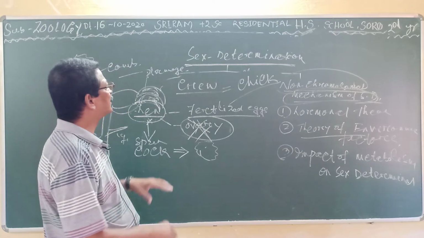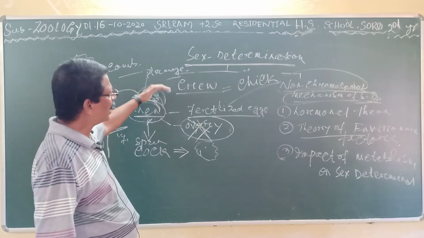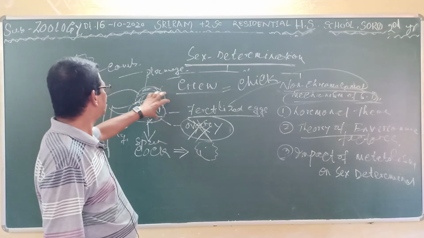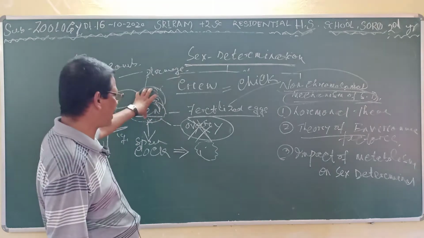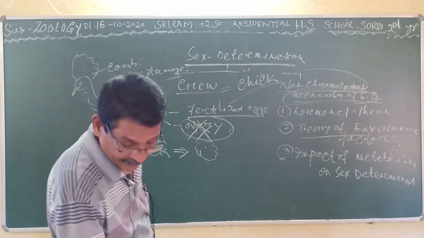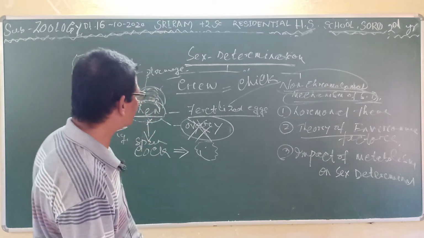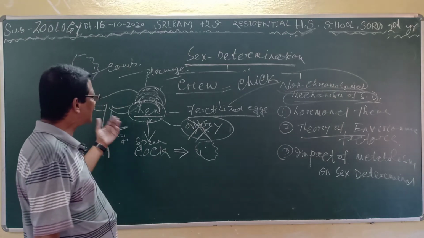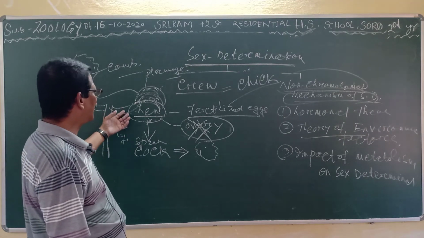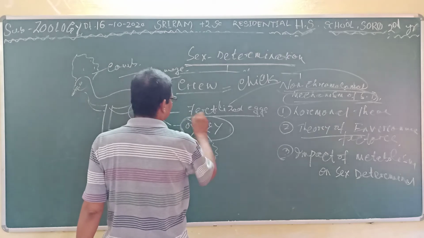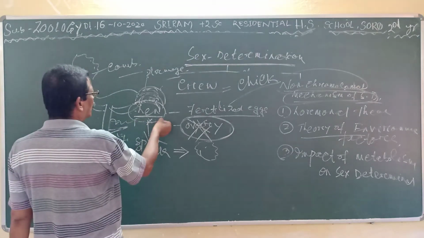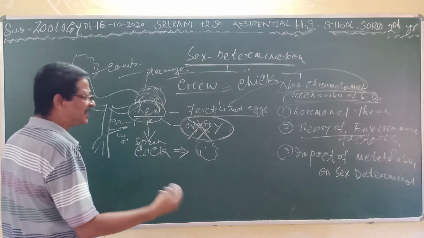Clear? So I have told you that no doubt the sex is determined by the chromosome, but the sex hormones which are secreted from the individual have the capacity for modification of sex. Here he said that this hormone mainly helps in the development of secondary sex characters, but an imbalance in the secretion of the hormone causes sex reversal. Sex reversal means change.